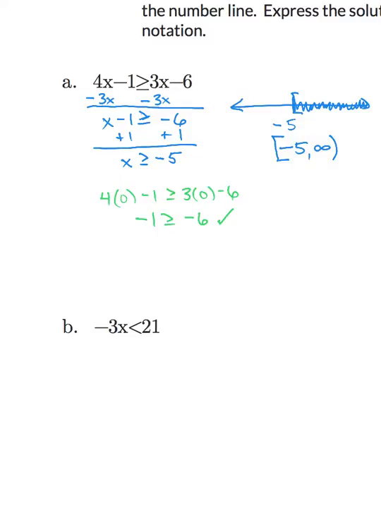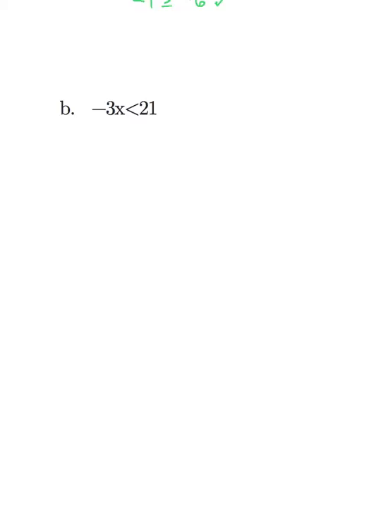All right, let's go ahead and look at example B. Example B, to start off with, we want to divide both sides by -3. This is -3 times x. To get rid of multiplying by -3, I want to divide by -3. So here's the thing. I'm going to first off start by writing this as x is less than -7.